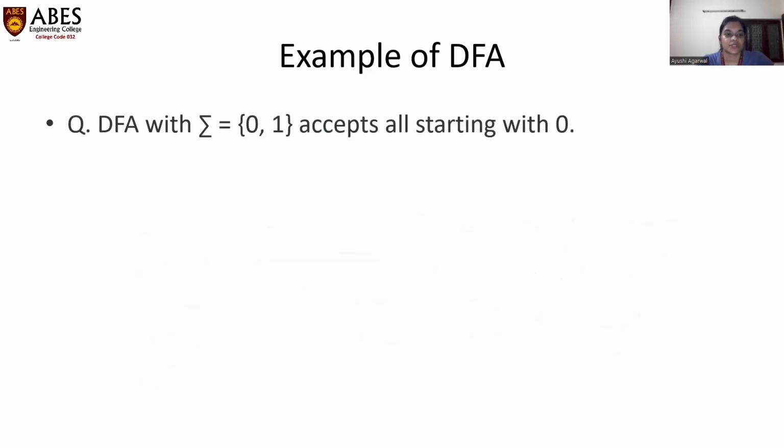Now, this is the example question. A DFA with sigma 0, 1 accepts all strings starting with 0. So this particular DFA will accept all the strings that start with 0. Now, let us understand how to answer this kind of question. First you need to identify all the kinds of strings that will be accepted with the help of this statement. So basically we need to know which strings we can get accepted in our DFA structure.